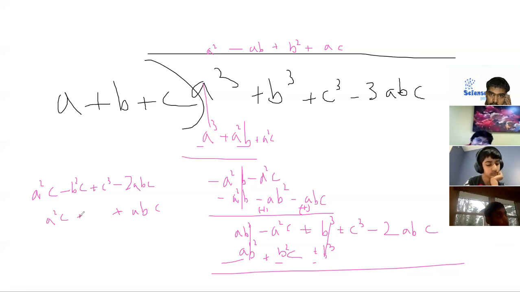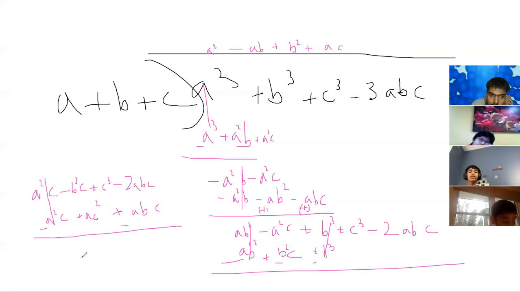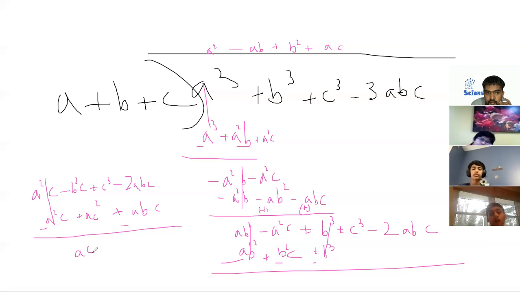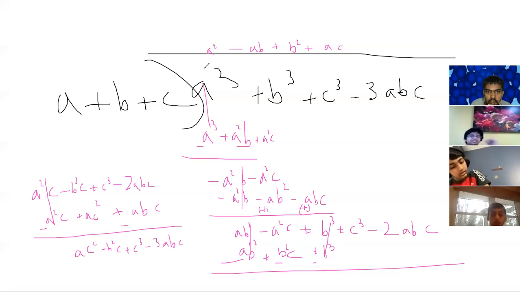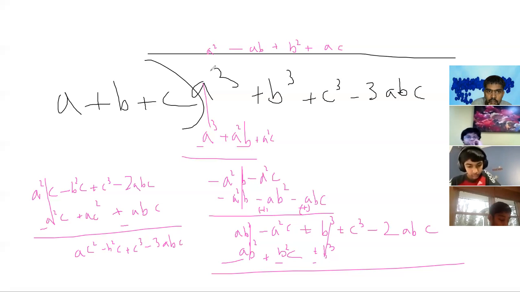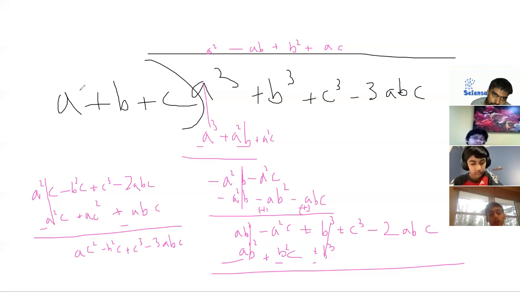Plus ac square. Wait, A squared C and ABC? How did you get ABC? AB into c, right? Yeah, but then why isn't it A squared BC? Sorry. Yeah. Why isn't it A squared BC? A into AB, B into AB, and C into AB. And I feel confused. A into AB. Oh, it's A squared B then? Yeah.